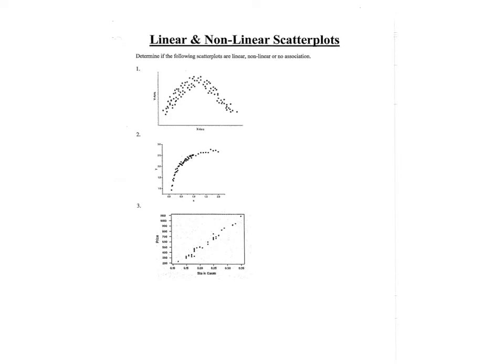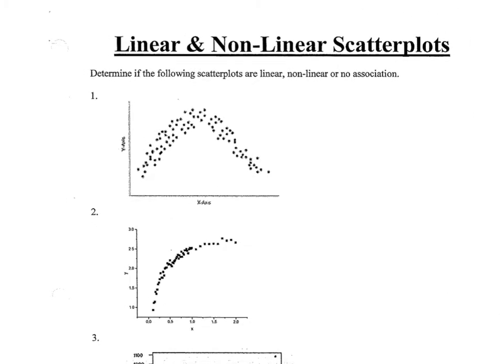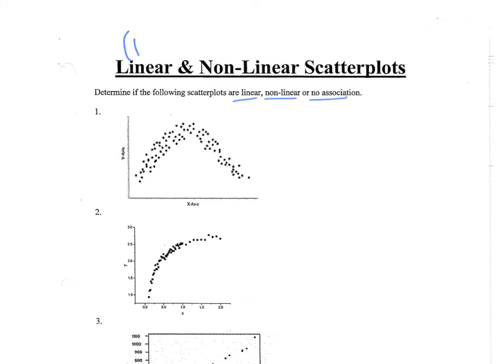Notes. Okay, so here's the worksheet. Looking at number 1, determine if the following scatter plots are linear, nonlinear, or if there's no association. So remember, linear means one straight line. So I'm going to write one straight line, or just one line.